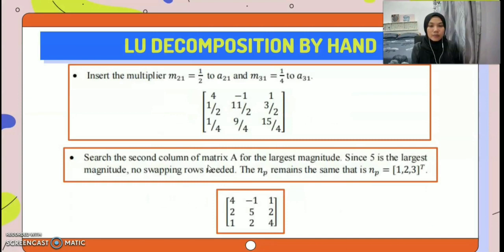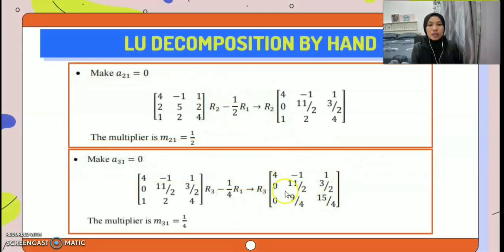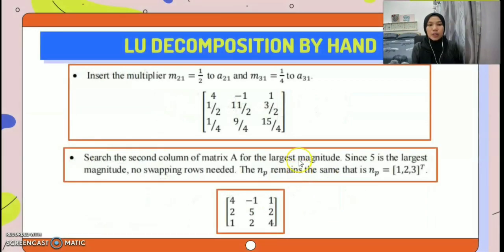Next, from the multipliers that we get, we need to insert the multipliers into the matrix. From this matrix, in place of these zeros, we will insert the multipliers M21 and M31. So we will get a new matrix after we insert the multipliers, which is right here. This is the difference from the previous matrix. And then we're done with the first column.